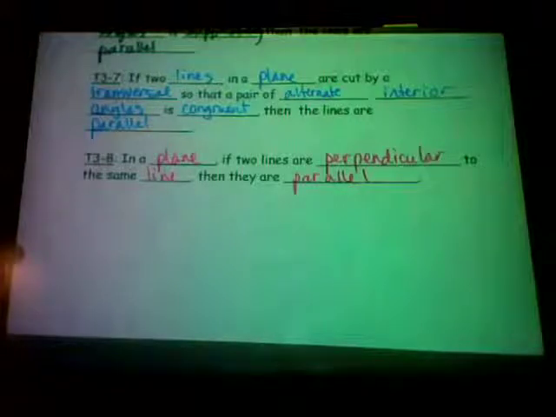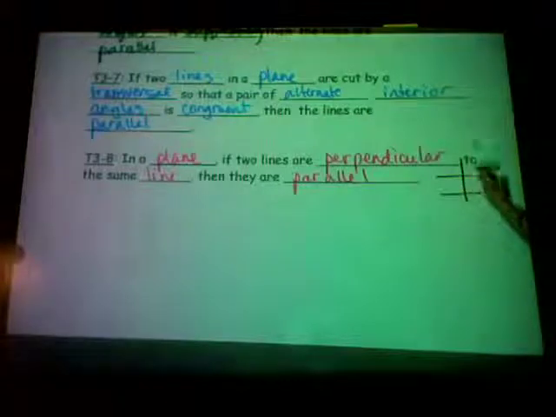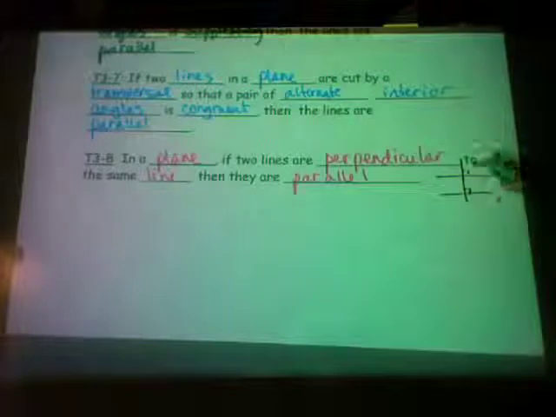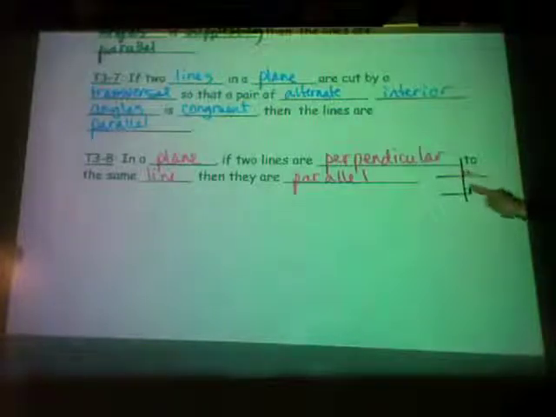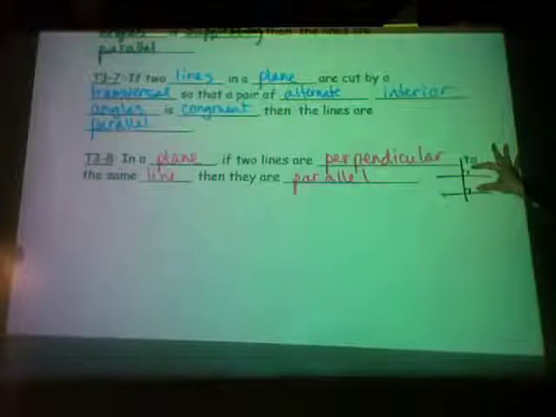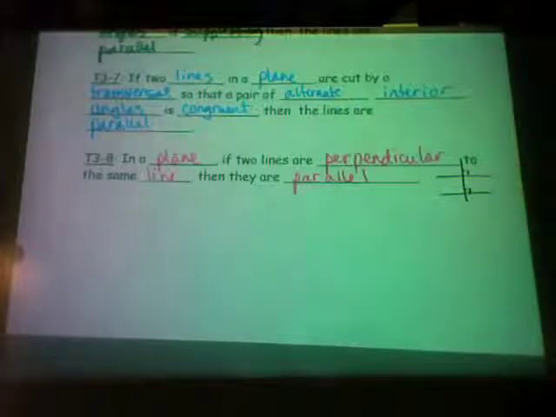And here's your picture for that one. Here's your two lines. If they're perpendicular to the same line, doesn't it look like that? And the reason why I can prove that those lines are parallel is if these are perpendicular, we've got 4 right angles here, 4 right angles here. What kind of angle relationship do these two have right here? They're corresponding. And if corresponding angles are congruent because they're both 90 degrees, what do you know about the lines? They're parallel based upon what we looked at previously.